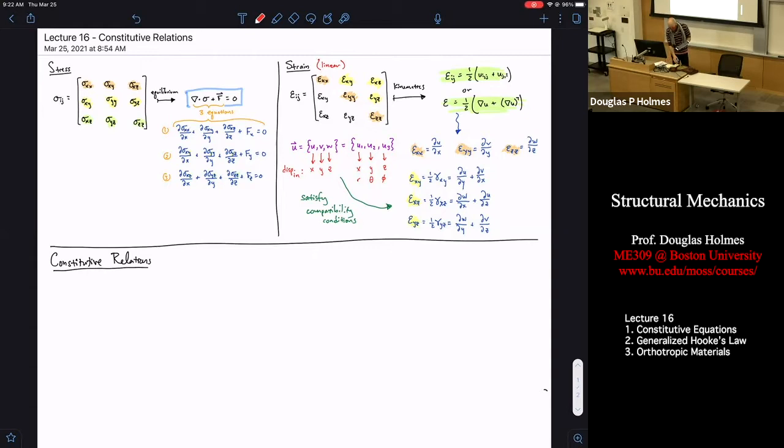Before I start talking about Hooke's law, are there any questions on stress and strain or tensors or the relations I've shown up here?